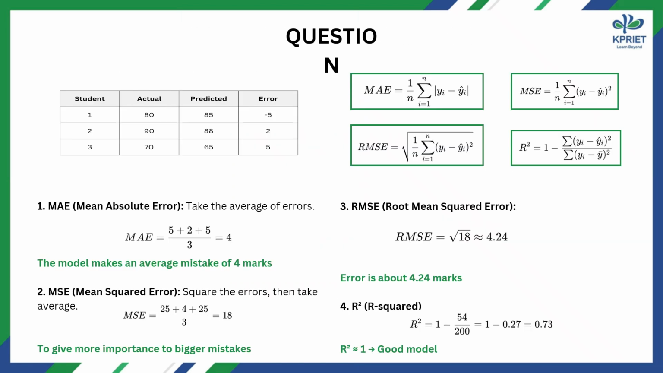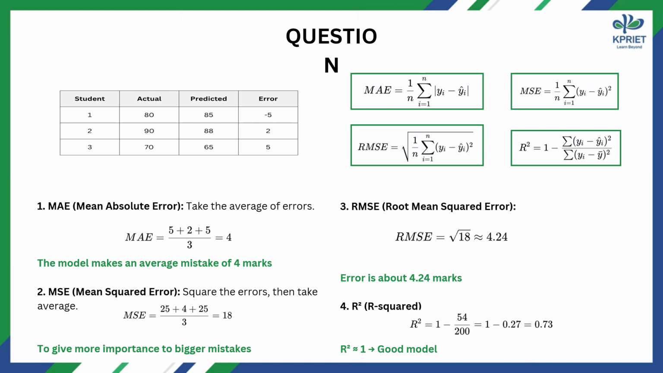Now we'll see a problem on it. Students 1, 2, 3 are given, and their actual values are given, predicted values are given, as well as the errors are given. Now, finding out the mean absolute error, the error value is taken as a whole; it is not considered with the minus sign. So mean absolute error is equal to 5 plus 2 plus 5 divided by 3, since there are 3 students, which is equal to 4. The model makes an average mistake of 4 marks. This is what we have concluded.